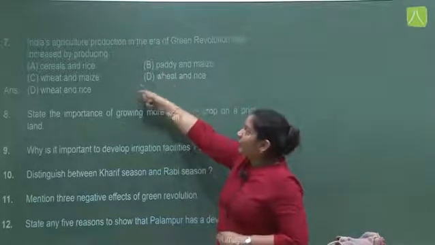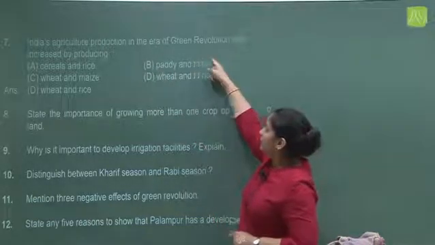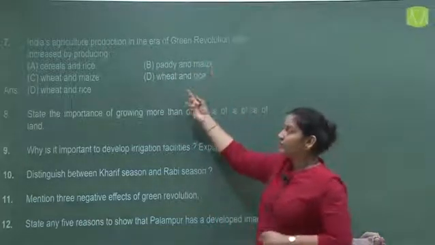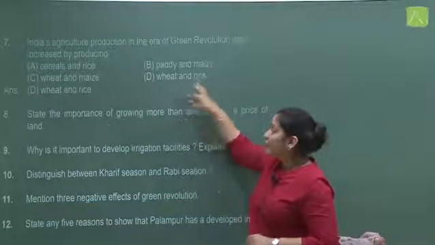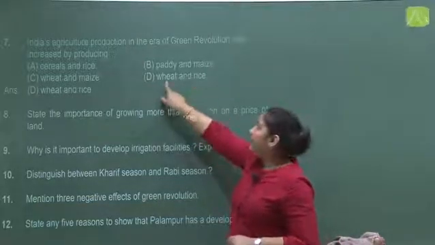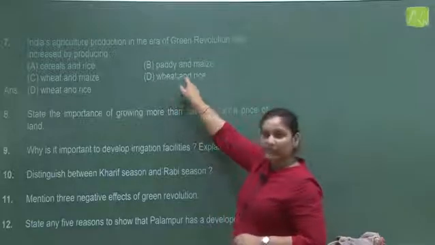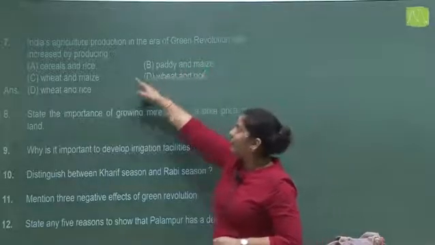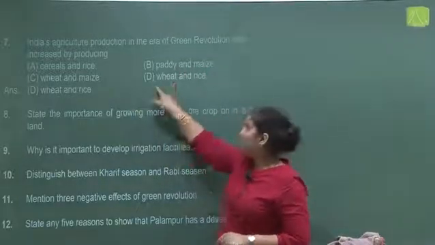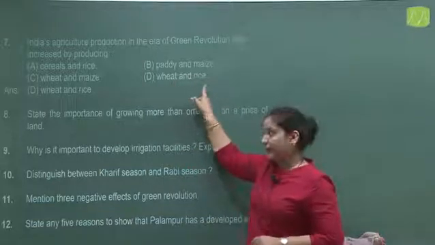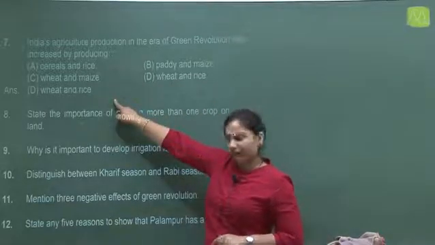Seventh question, India's agricultural production in the era of green revolution was increased by production of what? It emphasized on the production of wheat and rice. We do not have any other option matching over here. So the correct answer shall be wheat and rice. Our option D is correct.